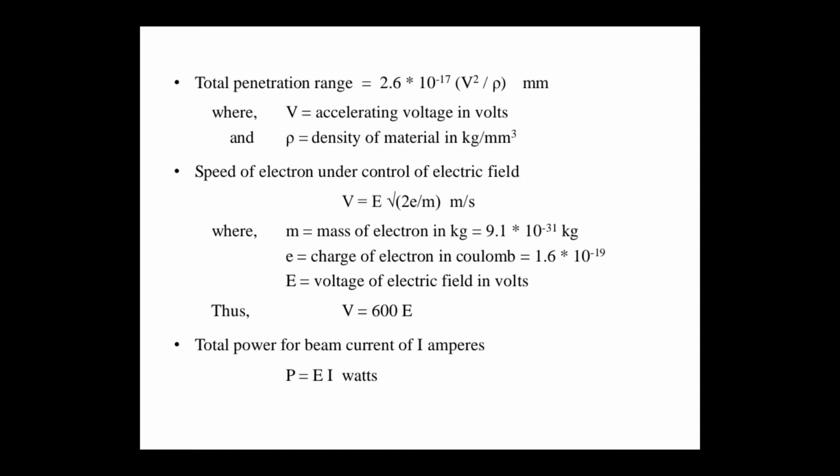Using the second formula, you can calculate the speed of electrons under control of the electric field. So small m is the mass of the electron, e is the charge of the electron, and E is the voltage of the electric field. So you will get V, and from this you can easily calculate the power from the beam current. That is P, capital P is equal to EI, and we will get it in watt.